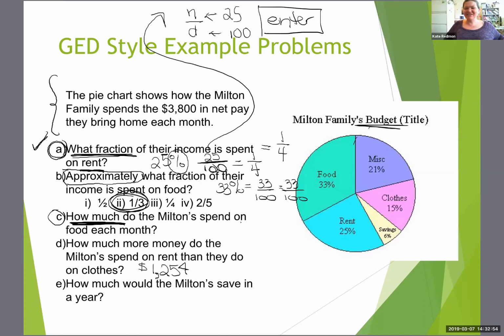Right, but yeah, $1,254 on food. So I think the Miltons have teenagers. This is the inference I'm making. Look at me inferring. That's why I'm so good at the GED test.